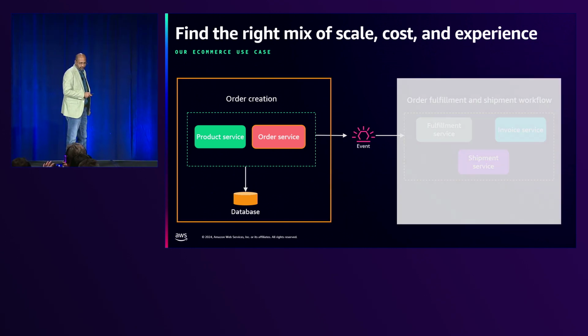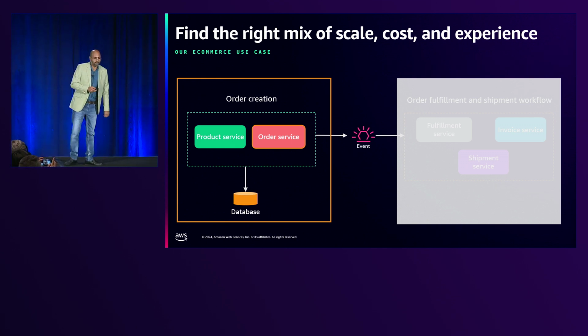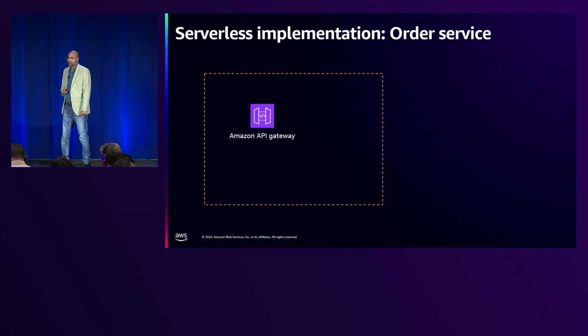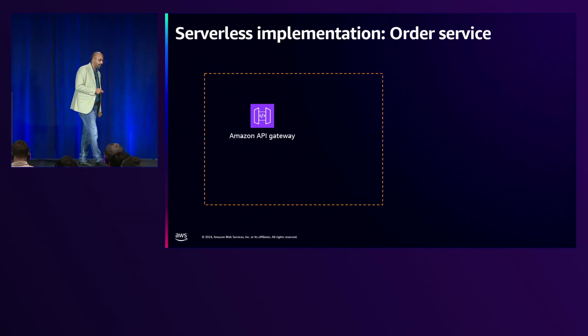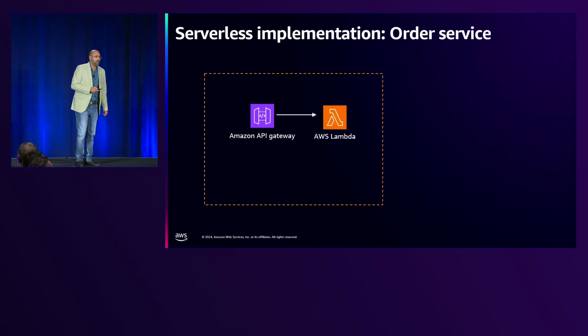So now let's focus on the first path of order management, the order creation. The order creation considers the product service and the order service. If we have to implement this particular path using a serverless-based architecture on AWS, the story looks fairly simple. You will have a Lambda function.